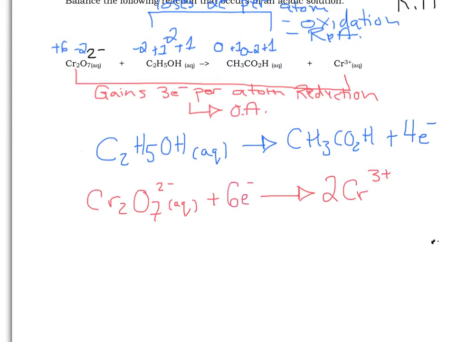Okay, now this is where just general balancing comes in. So we have 4 electrons produced, 6 electrons required. Those aren't the same value, so we're going to have to find a common number for both, the lowest common number. So 4 and 6 both can go into 12, so we're going to multiply everything in the oxidation half reaction by 3.